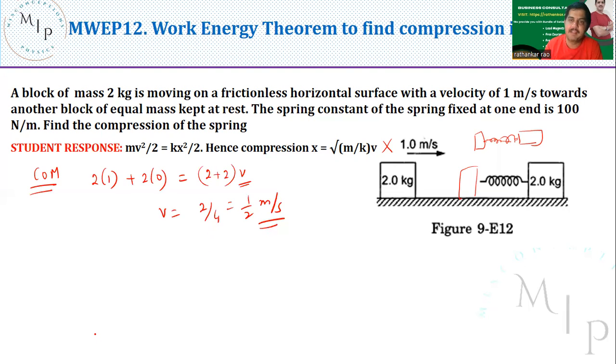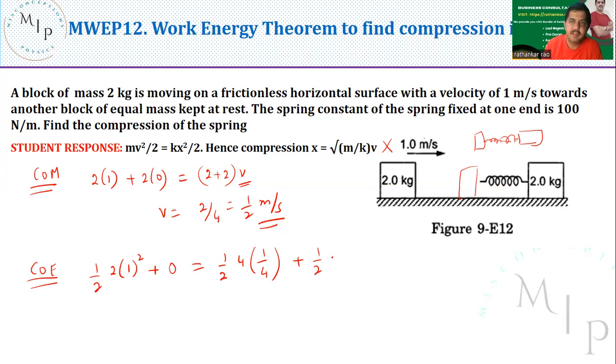Now we'll apply the conservation of energy. What is the initial energy? Half into 2 into 1 square, plus the initial energy of this one, which is 0. This should be equal to the final energy. Final energy is both the blocks moving at the same velocity, which is half into 4 into v square. What is v square? 1 by 4. Plus the spring, which is seen to be at maximum compression.